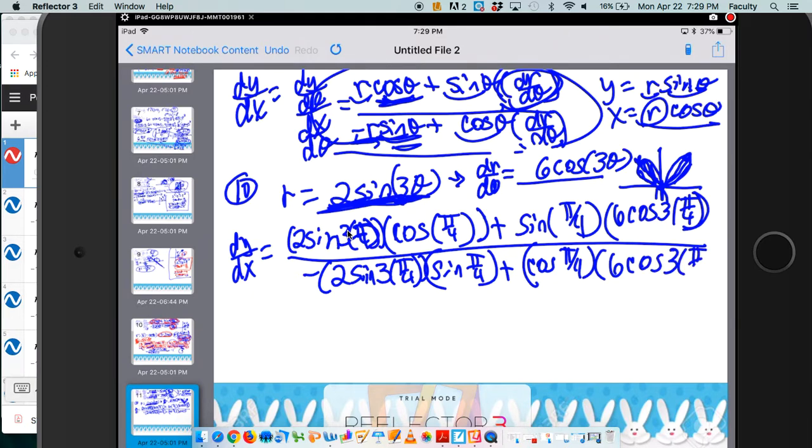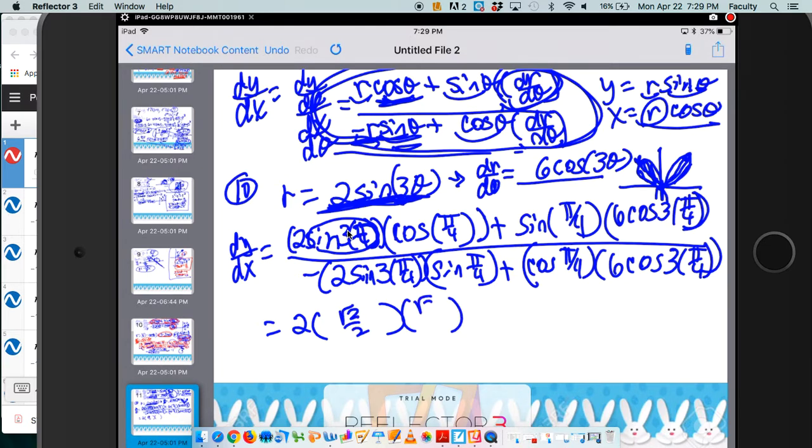This is patterned every single time, but I derive it every single time. Or I derive it once at the top of the worksheet and use it over and over again after I get used to it. Right, the sine of 3 pi over 4 would be root 2 over 2. The cosine of pi over 4 is root 2 over 2. Sine of pi over 4 is root 2 over 2 times 6. The cosine of 3 pi over 4 is negative root 2 over 2.